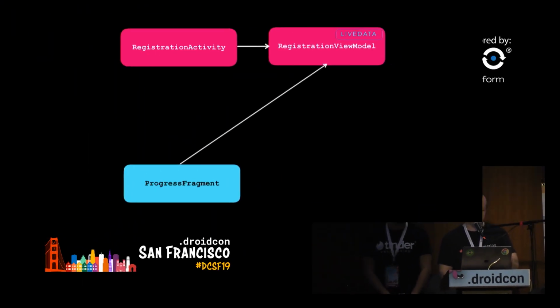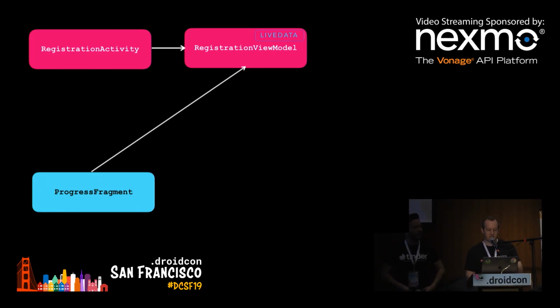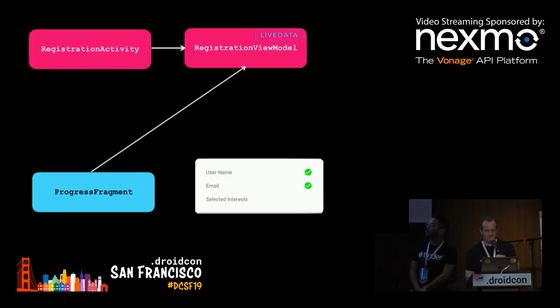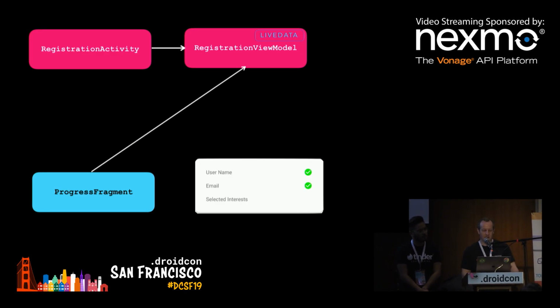Cool, thanks, Marcus. So yeah, let's revisit our original example. We have this shared view model concept. I'm just going to focus on one fragment for simplicity, and just to revisit what the progress fragment does, it's got that little card with the check marks. It only really needs to know, is the username done or is the email there, and so on.